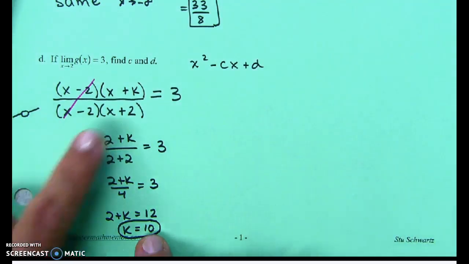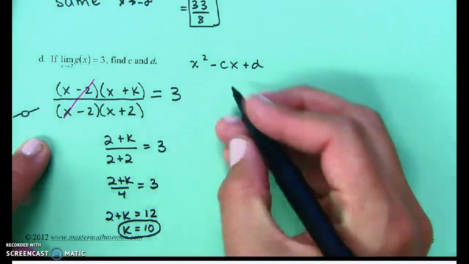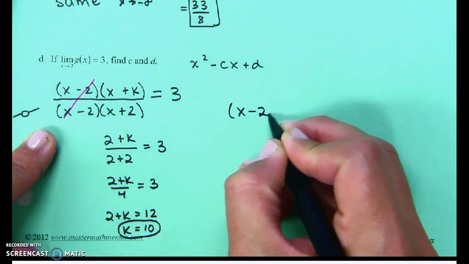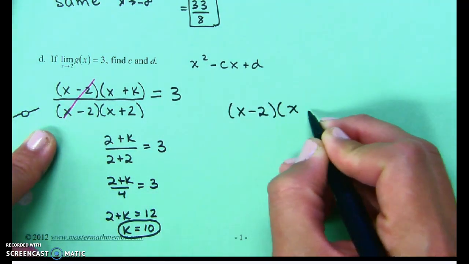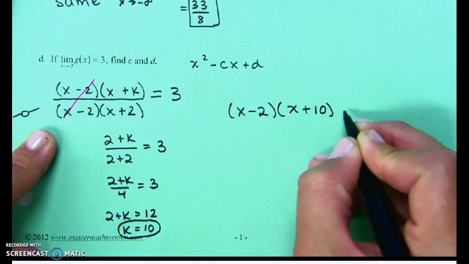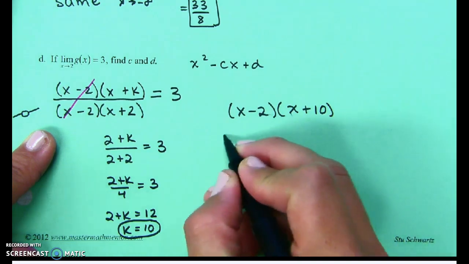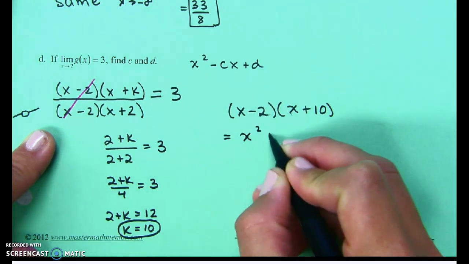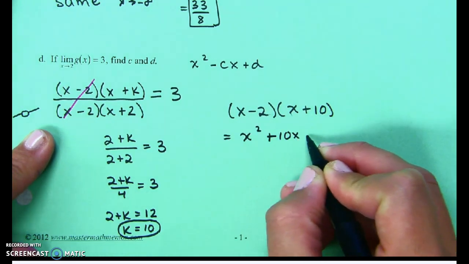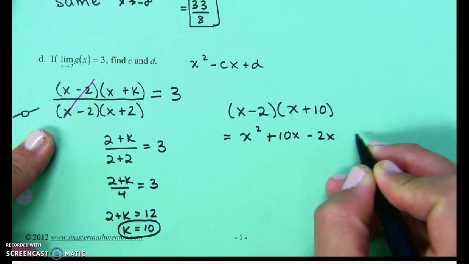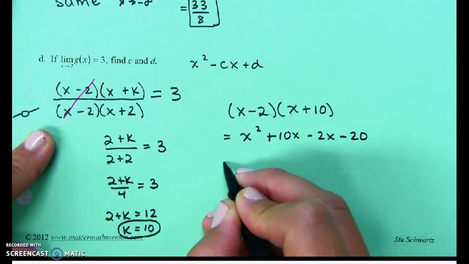The question says find c and d in this, x squared minus cx plus d. And now we know k is 10. Where did k come from? Up here. So we know (x minus 2) times (x plus 10) is what we're trying to find. All we need to do is FOIL this out, multiply it. So we have x squared plus 10x minus 2x minus 20.